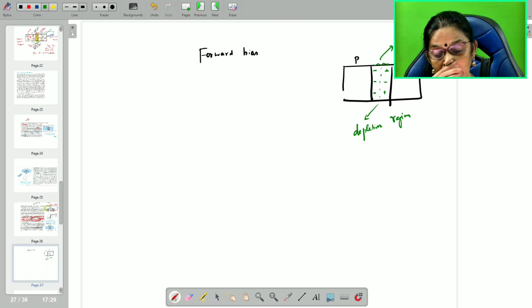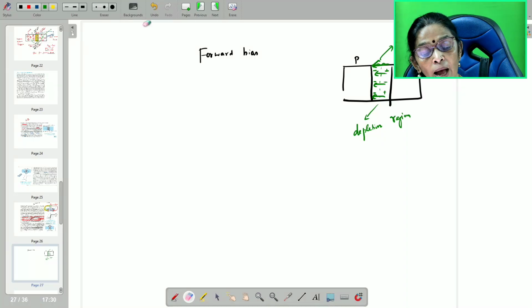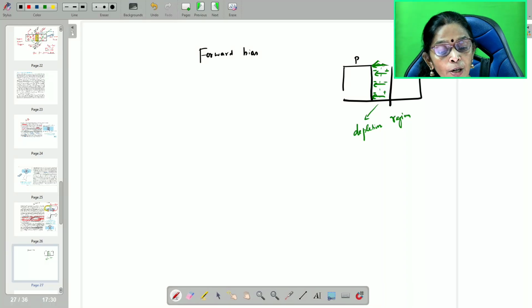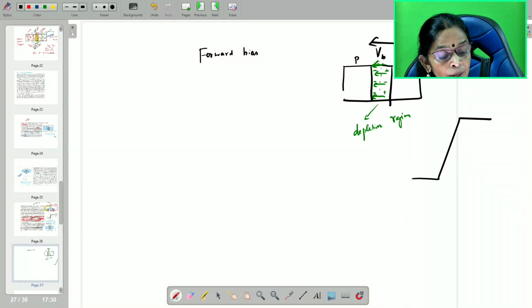That is called the depletion region. It produces an electric field here and creates a potential difference between the two ends, and therefore it is called the barrier potential. Now, in order to overcome the barrier, in order to decrease the height, so this is the valence band, conduction band.